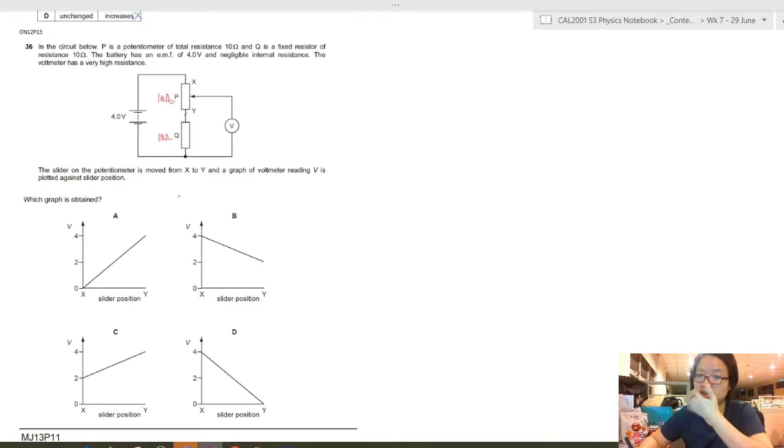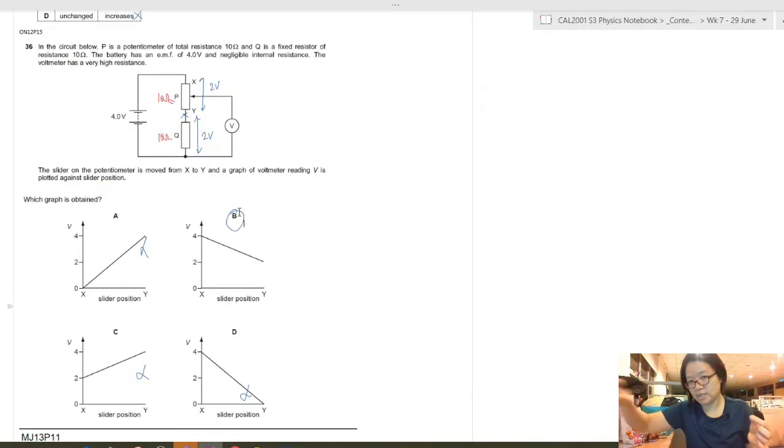Alright, so I think we have done this question before. It's very similar to the 3 resistor question just now. When the voltmeter is at point Y, it will only measure the potential difference across Q. Since the resistance is the same, it will share equally, 2 volt, so the minimum value at Y is 2 volt. So these ones are wrong, and then you got this one. And then when you move over to X, you cover both resistors, it would be 4 volt. The reason why it's linear is because I'm assuming this is a uniform wire. So when you touch the wire, it is linear.